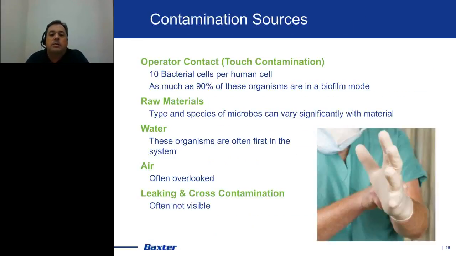All right, so a little bit more on the contamination sources. In the pharmaceutical industry, touch contamination is probably our biggest source. Humans have a significant amount of bacteria associated with them. The estimates are that there's 10 bacterial cells in or on the human body for every human cell. So there's certainly a potential for contamination there. And a lot of those organisms are already growing in a surface-associated or biofilm mode of growth, so it's not too hard for them to switch into that once they're in the manufacturing system as well.